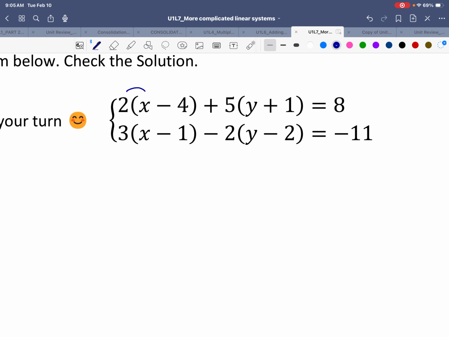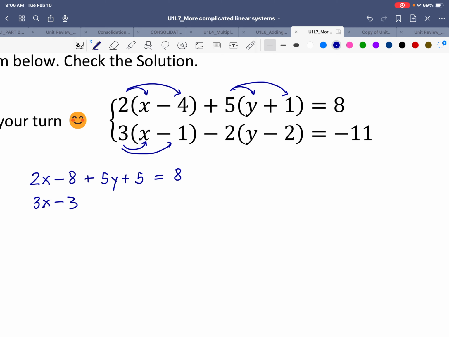So this is simple expansion, just like we have done a million times. So we're going to go 2x minus 8, 5y plus 5 equals 8. Now here we have 3x minus 3. Here you have negative 2y plus 4 equals negative 11. Let's do a little bit more work to it.